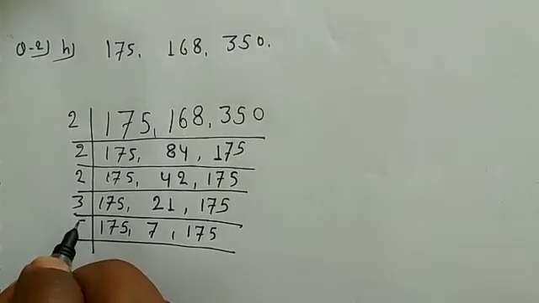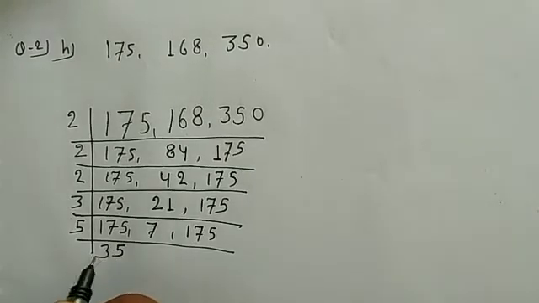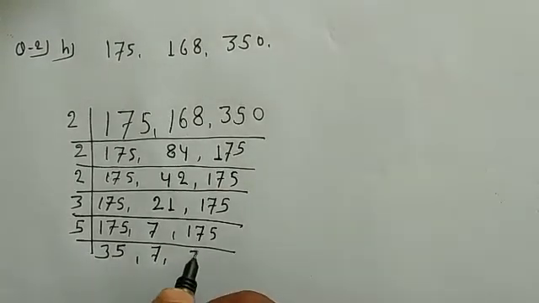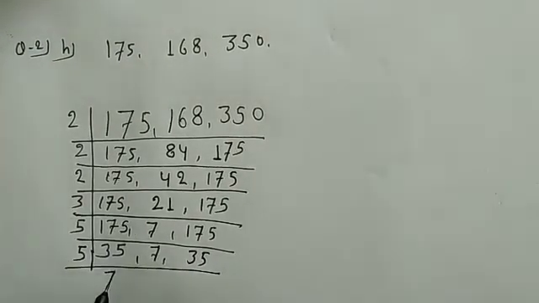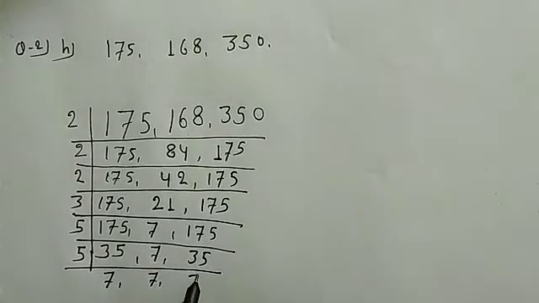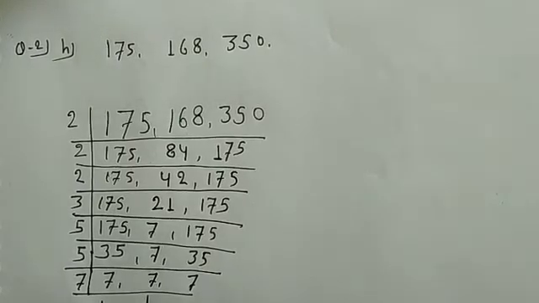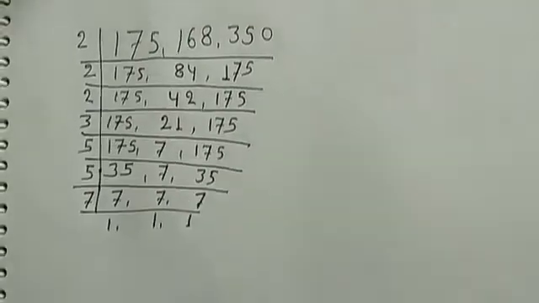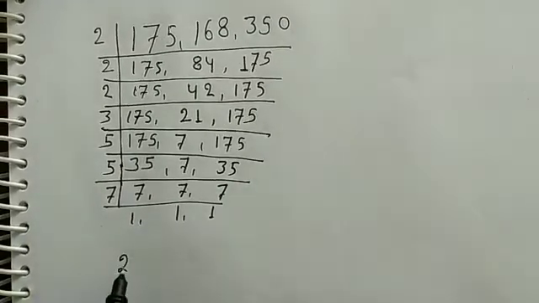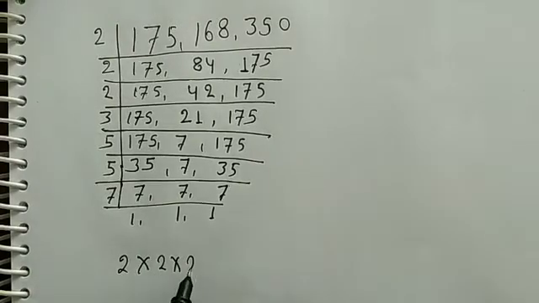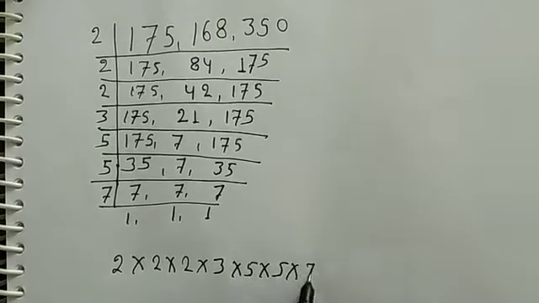Now divide by 5. 5 3s are 15, 2 is the remainder, 5 5s are 35, 7 as it is, and this is 35 also. Now divide by 5 again. 5 7s are 35, 7 as it is, 5 7s are 35. Now divide by 7, 7 1s are 7, 7 1s are 7, 7 1s are 7. So now its prime factors are 2 into 2 into 2 into 3 into 5 into 5 into 7.